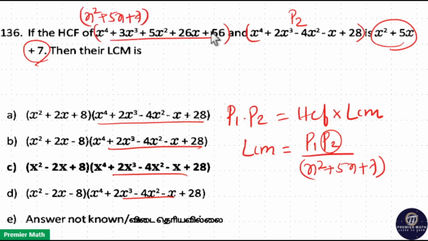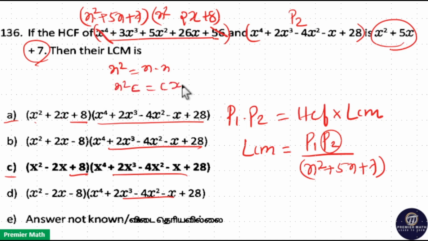Now, 7 into plus 8 will give you 56. If you look at the options, plus 8 we have in option A and plus 8 we have in option C. And x square and 2x are not changing, but plus or minus are varying. So, x square into x square will give you x raised to 4. And here we need the middle term. We know this is 2 plus or minus 2x. Here, x into x will give you x square, and x square into constant will give you x square.